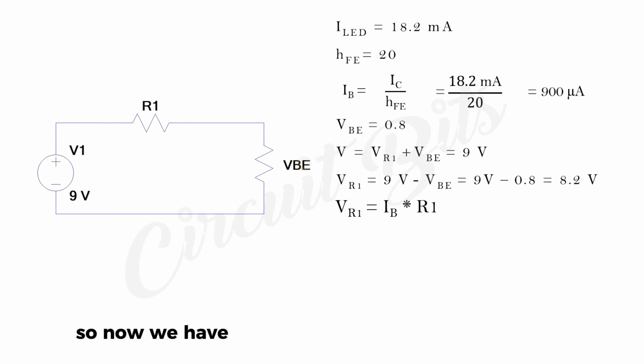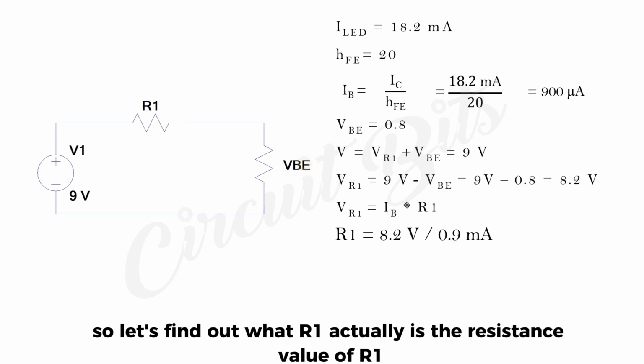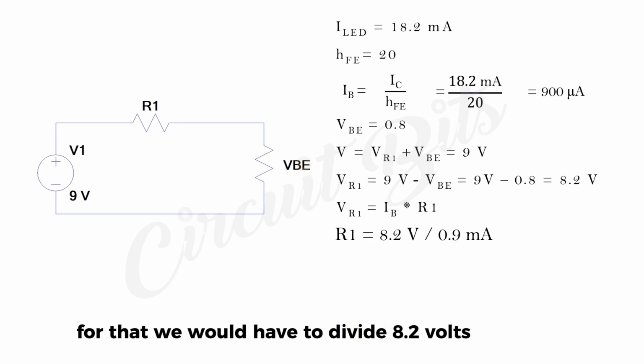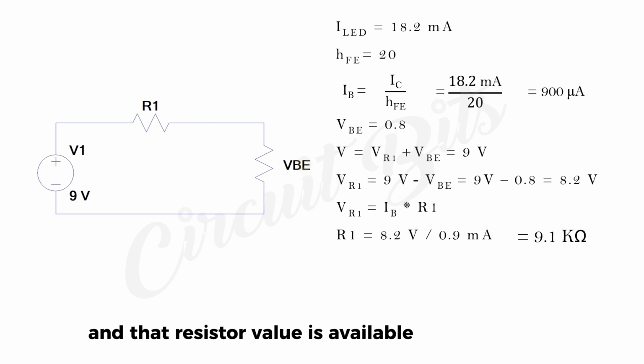So now we have VRO1 as 8.2 volts, and we have IB as 900 microamps. So let's find out what RO1 actually is, the resistance value of RO1. For that, we would have to divide 8.2 volts by 0.9 milliamps, and we'll be having 9.1 kilo ohms. Okay, and that resistor value is available, so we would be using that.